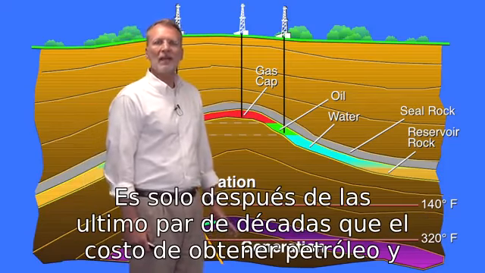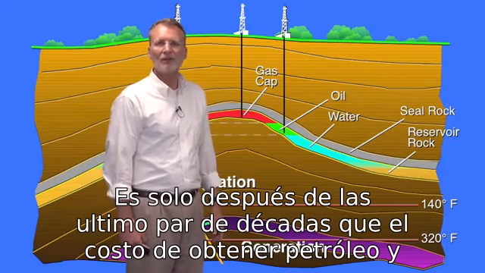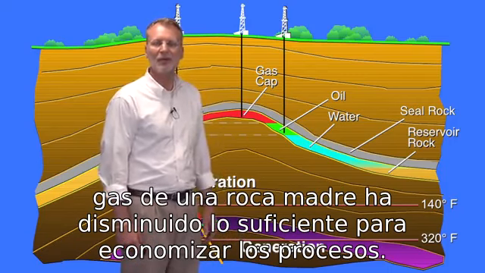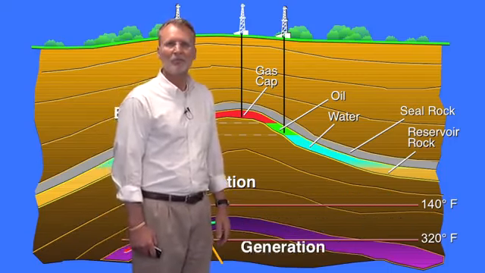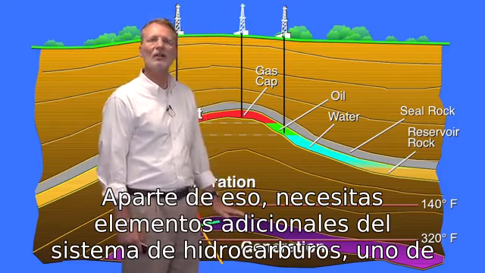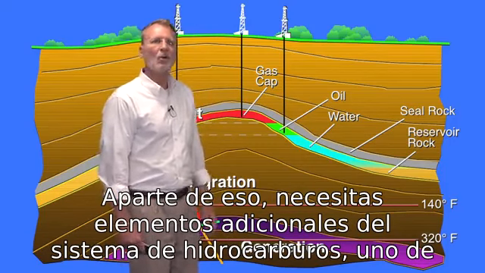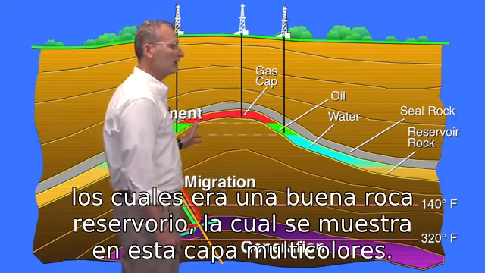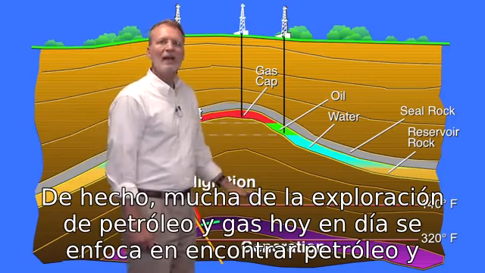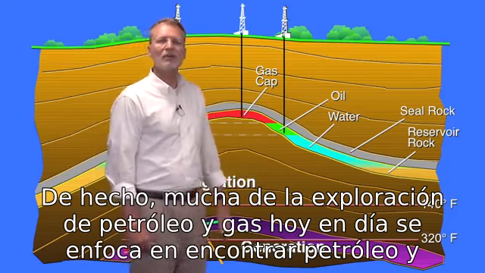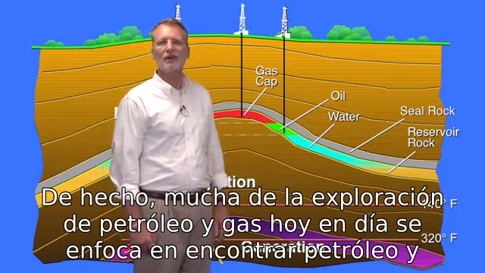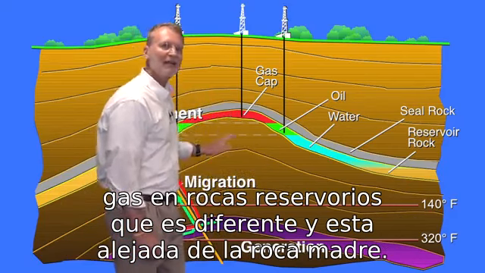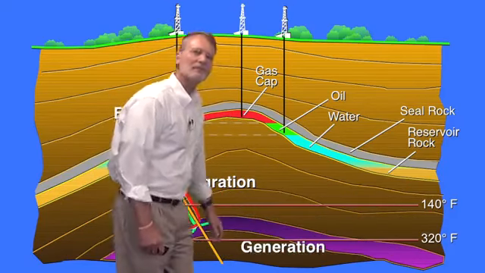It is only over the past couple of decades that the cost of getting oil and gas out of a source rock has come down enough to make the process economic. Prior to that, you needed additional elements in the hydrocarbon system, one of which was a good reservoir rock, which is shown as this multicolored layer here. In fact, a lot of oil and gas exploration today still focuses on finding oil and gas in a reservoir rock that is different from and separated from the source rock.